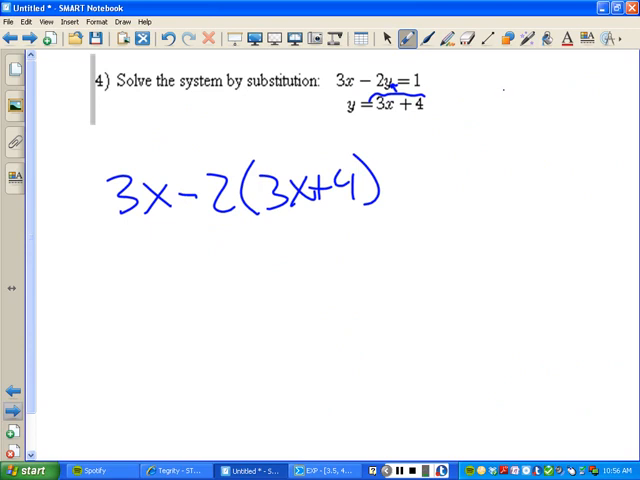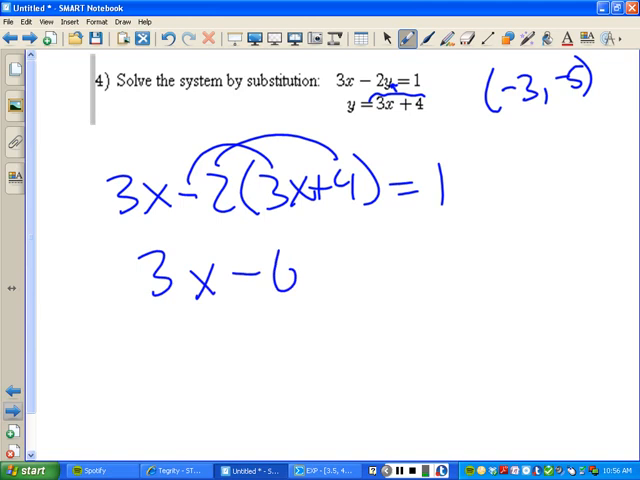Dave, what'd you get? So what's your answer? -3, -5. Tara, what'd you get? Let's find out. Make sure you distribute. Make sure you distribute the minus too. 3x minus 6x minus 8 equals 1.